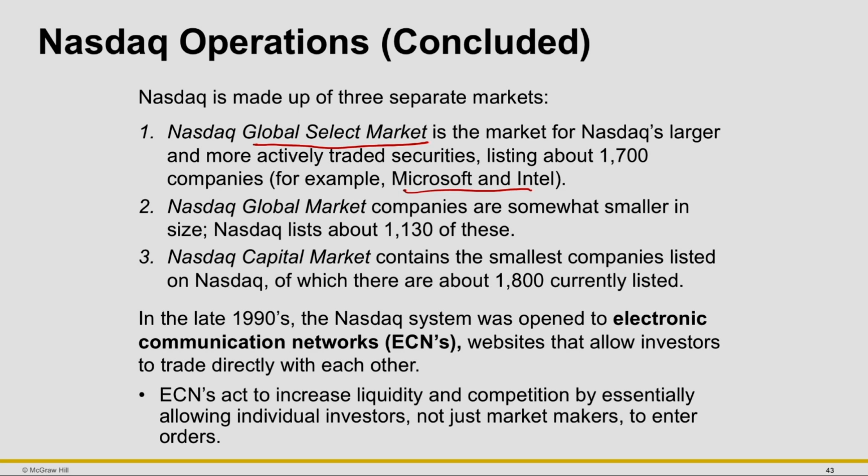The second market is the NASDAQ Global Market, which is for companies that are somewhat smaller in size, and there are about 1,130 of these firms. And then finally, there's the NASDAQ Capital Market, which is for the smallest firms, and there are another 1,800 listed on that.